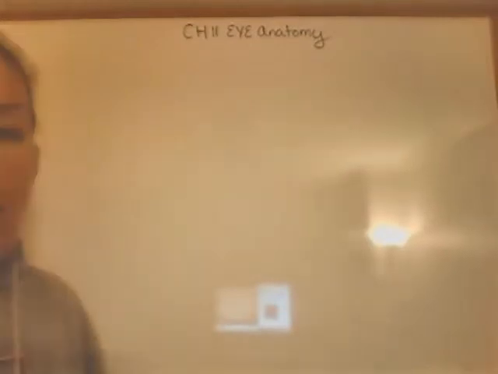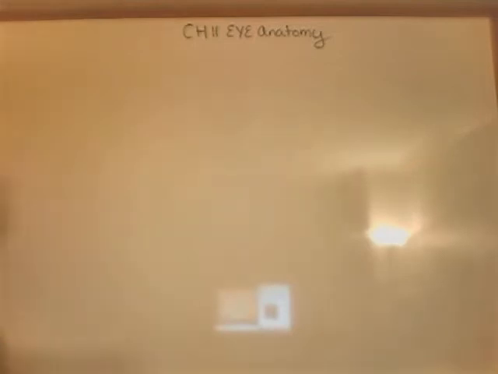Okay, this is chapter 11, and we're going to go over eye anatomy. While it's not on the test, I think it's helpful for understanding the rest of the information in chapter 11. So we're going to go through a quick eye anatomy, and it won't be extremely thorough, but enough to get you through the rest of the chapter and understand what's going on.